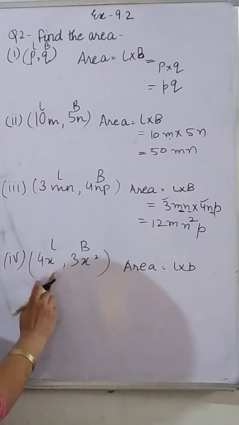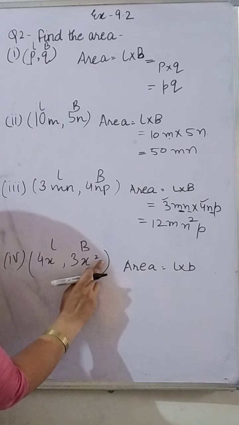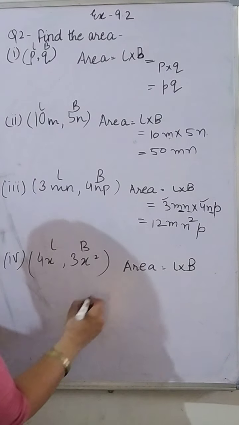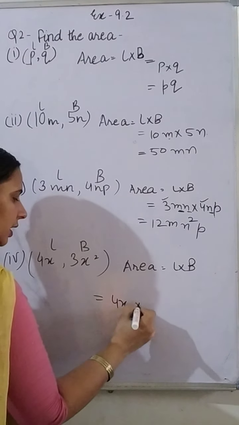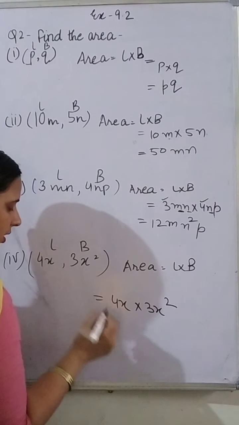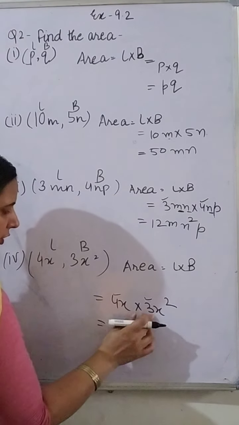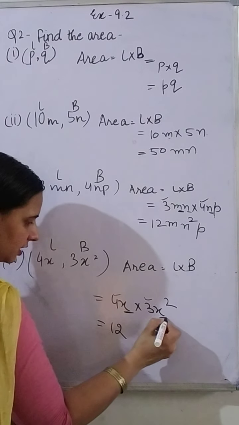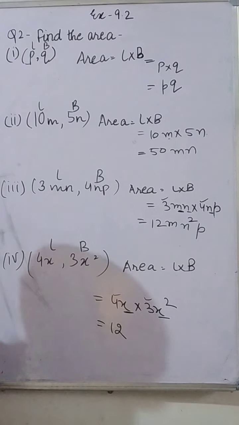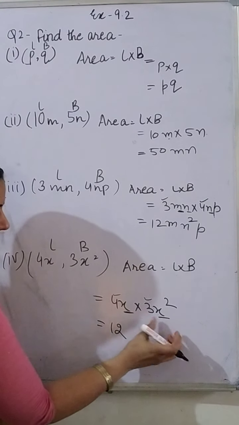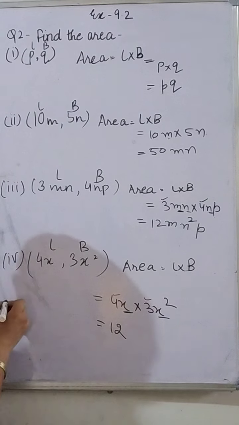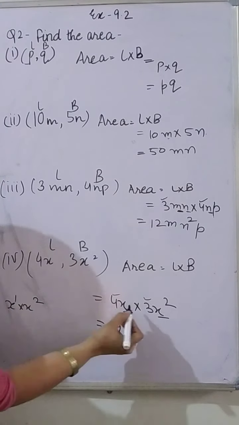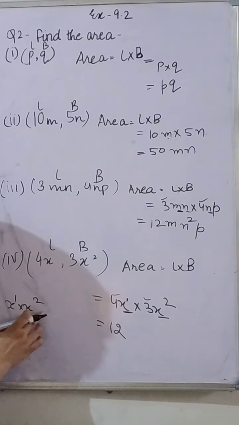Now see the next part. 4x and 3x square. Length and breadth are given. Area is length into breadth. 4x into 3x square. First multiply coefficients. 4 into 3, 4 3s are 12. Now the next variable is x, and in this also the same variable x is given. So while we are multiplying x and x square, we are multiplying two terms with the same base. You can write x raised to power 1, and in the second, power is given 2.